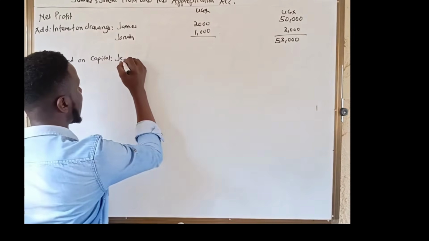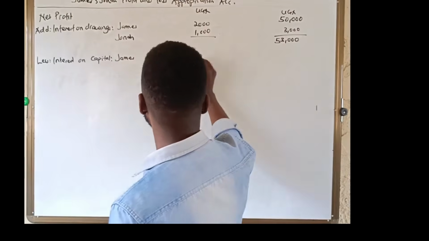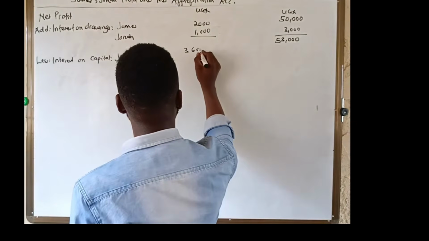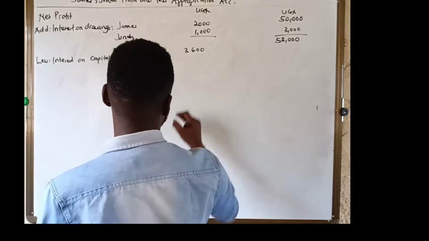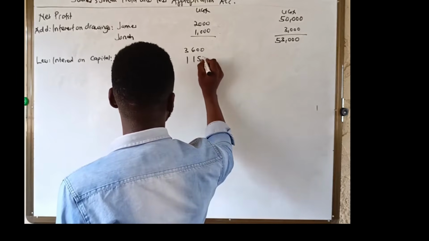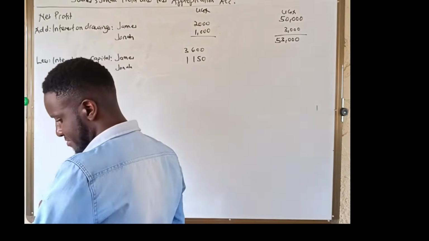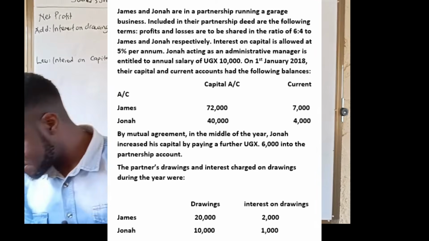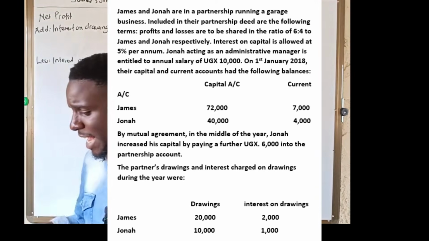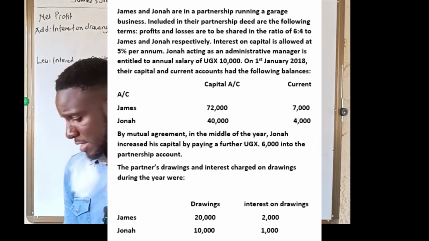Now, the interest on capital is the one that we calculated first. So we come here and say James. So for James, it was 3,600. For Jonah, it was 1,150 shillings. So that's what we have. Then they told us something. If you go back into the question, they said, Jonah, acting as an administrative manager, is entitled to annual salary of 10,000.